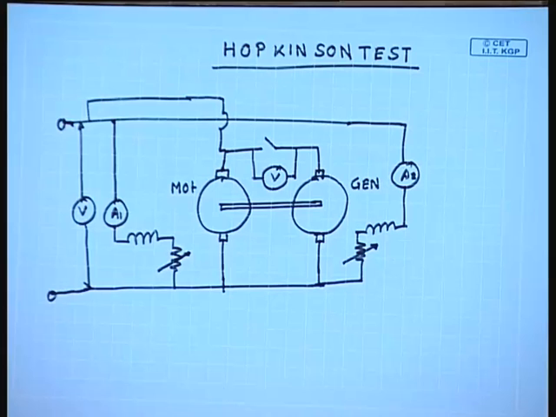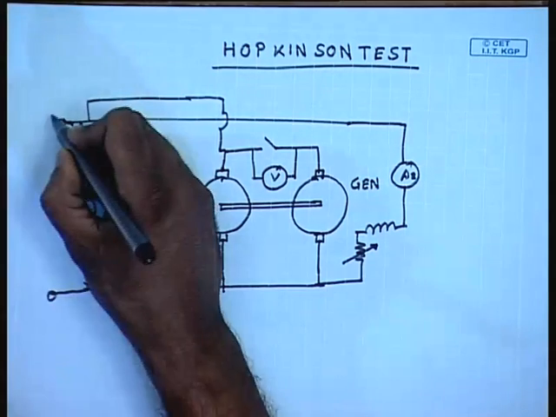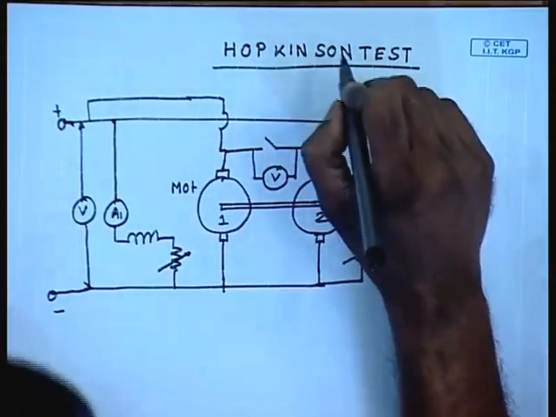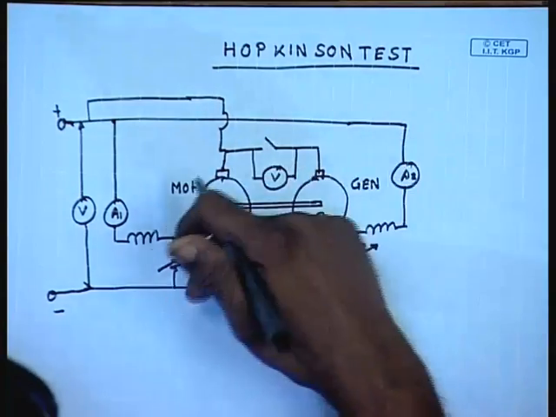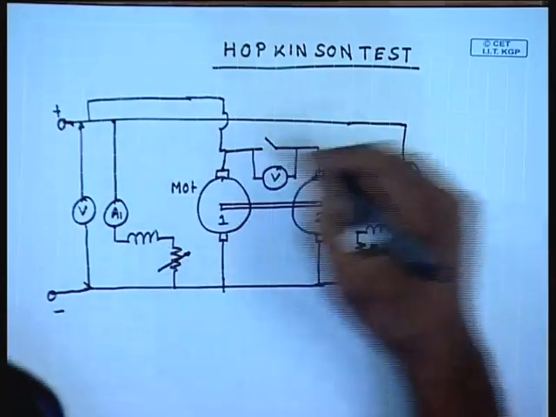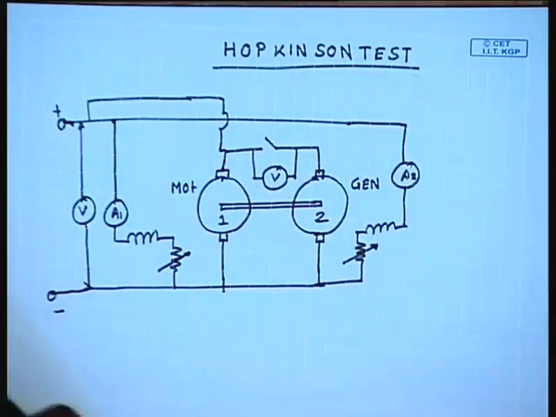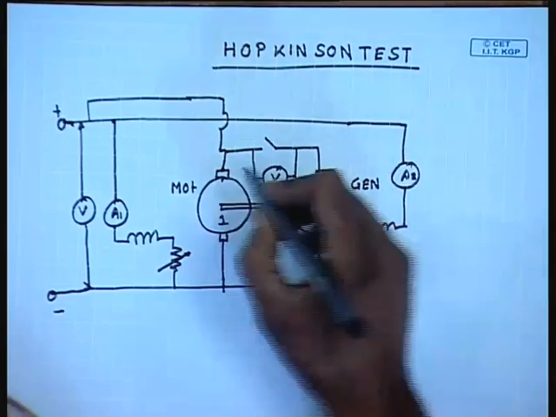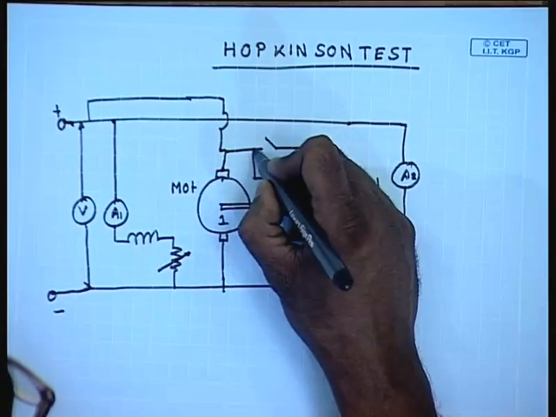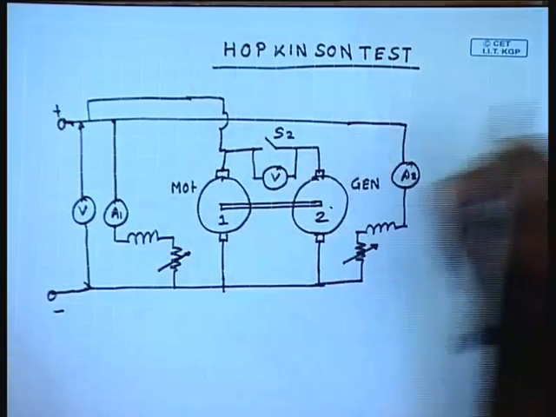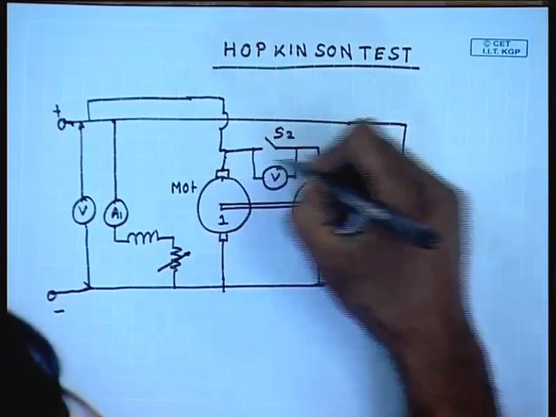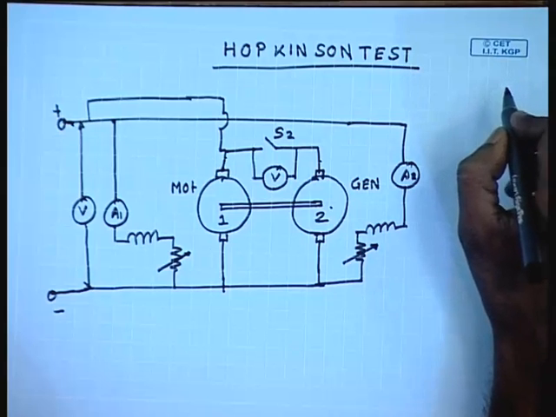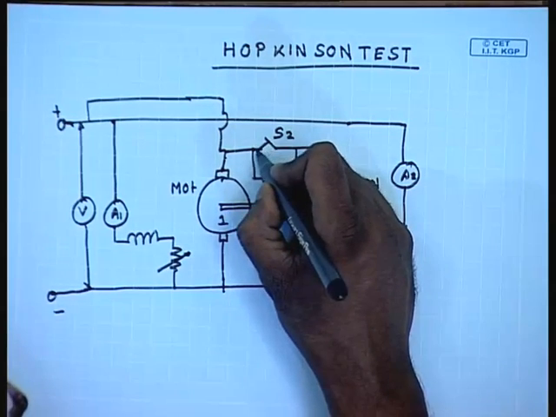So, what we do initially, this machine 1 is started as a motor and brought to rated speed by adjusting the field current. Next, the field excitation of the generator is also adjusted so that the voltage across this switch S2 becomes 0, with the same polarity. Once it is 0, then this switch is closed.